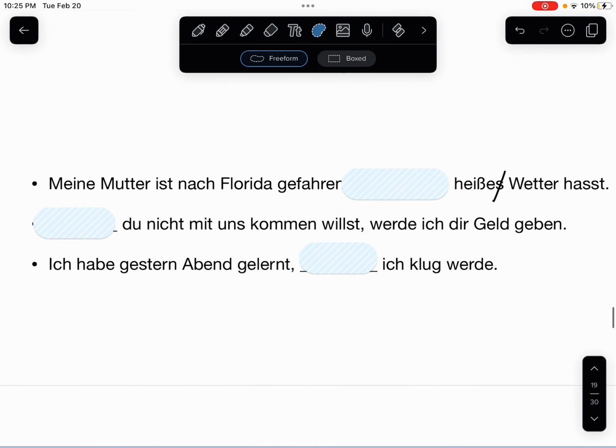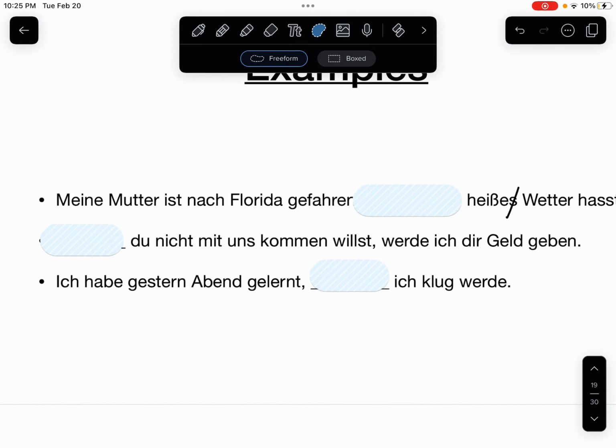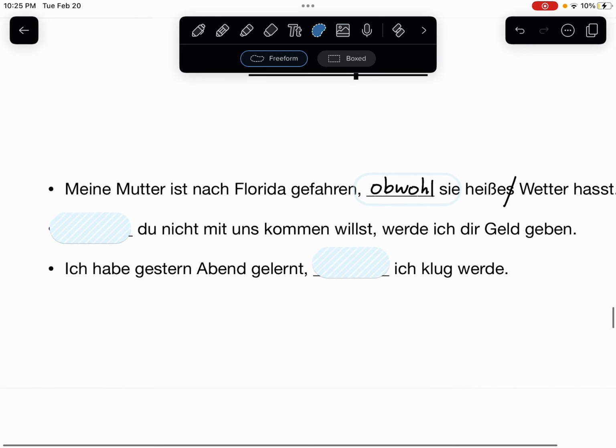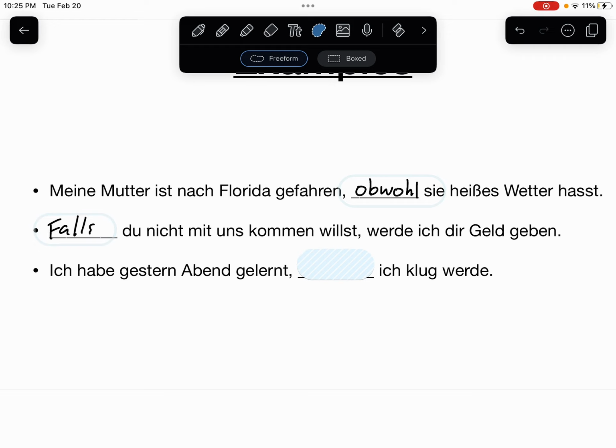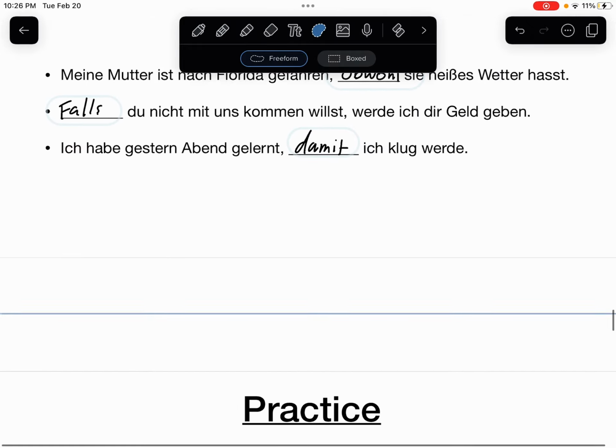Some examples. Meine Mutter ist nach Florida gefahren, obwohl sie heißes Wetter hasst. My mother went to Florida although she hates hot weather. Number 2. Falls du nicht mit uns kommen willst, werde ich dir Geld geben. In case you don't come with us, I will give you money. Number 3. Ich habe gestern Abend gelernt, damit ich klug werde. I learned yesterday so that I can become smart.